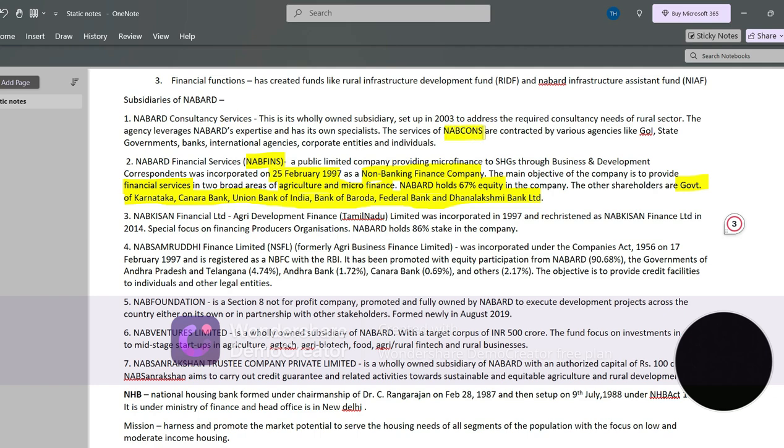NABCONS was also set up in 2003 for consultancy needs for the rural sector.